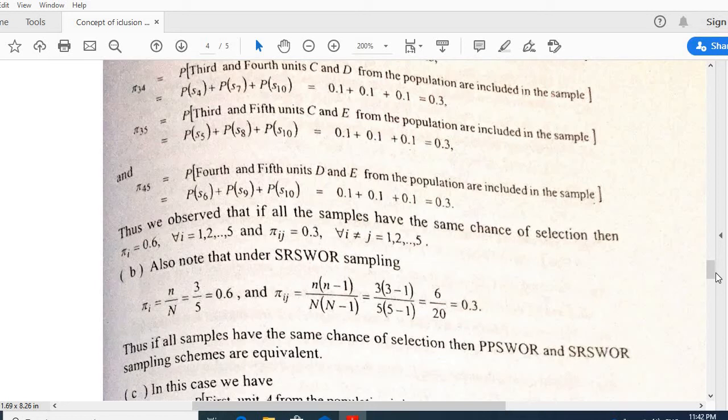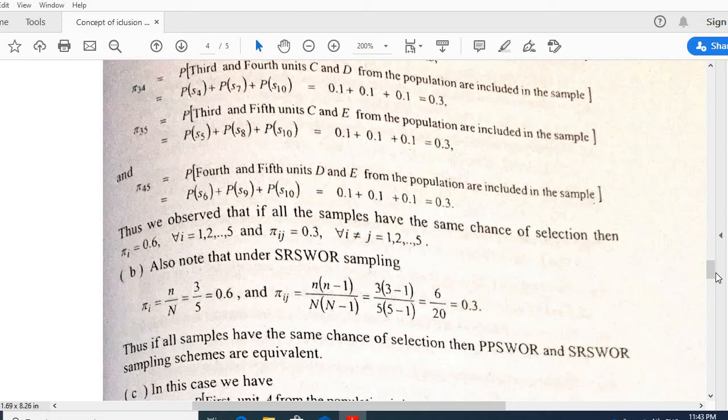Thus we observe that if all samples have the same chance of selection, then pi i is equal to 0.6 and pi ij is equal to 0.3 whatsoever the i and j. Also note that under simple random sampling, pi i is equal to small n divided by capital N, 3 over 5, which is equal to 0.6. Similarly, pi ij is equal to n into n minus 1 divided by capital N into capital N minus 1. That is 3 into 3 minus 1 divided by 5 into 5 minus 1, 6 over 20, which is also equal to 0.3.